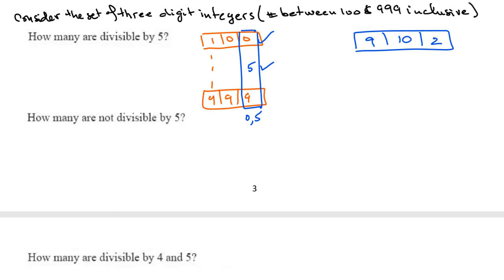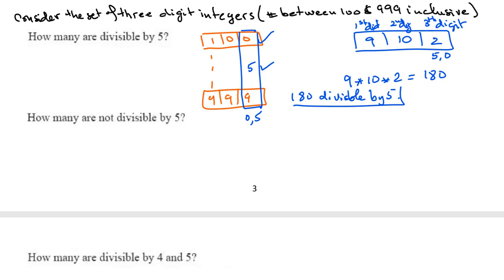So for this first digit, you have 9 to choose from. The second digit, you have 10, and the third digit, you have 2 to choose from, because it's either a 5 or a 0. So how many numbers are divisible by 5? That means it's 9 times 10 times 2, which is 180. So we have 180 divisible by 5.